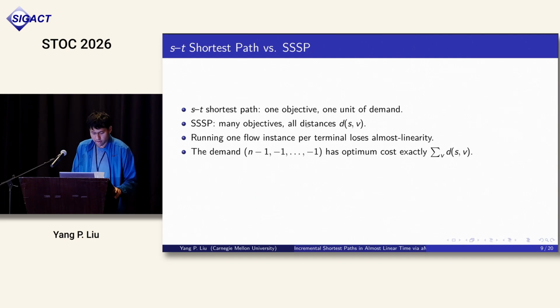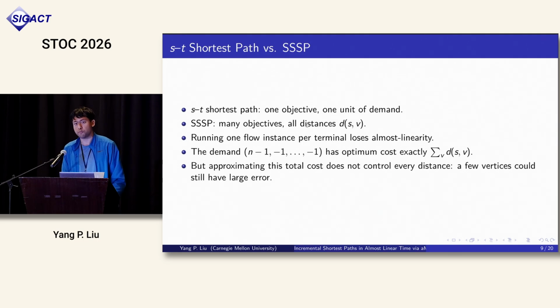However, it is known that if you initialize the following demand, which is n-1 units at S and -1 units at every other vertex, and run an exact min-cost flow for this, the minimum total length is exactly the sum of the shortest paths. So what you can do is take all the shortest path demands and add them all on top of each other, and then you do get the shortest paths in the exact setting. However, the issue is that this breaks down when you consider approximations.